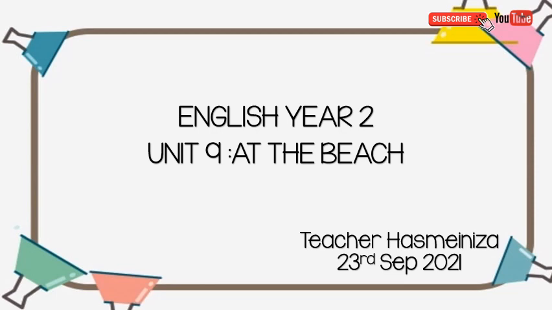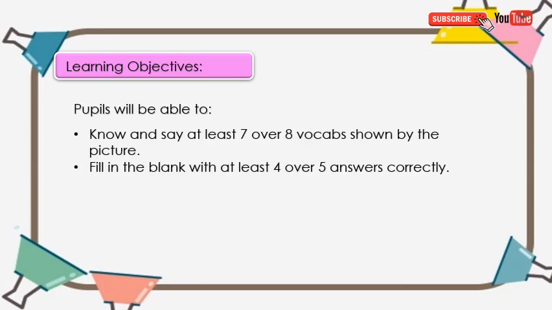So today we will do a little bit of revision for the topic at the beach. This is our learning objectives. At the end of PDPR, pupils will be able to know and say at least 7/8 vocabularies shown by the picture. The other one, pupils will be able to fill in the blank with at least 4/5 answers correctly.